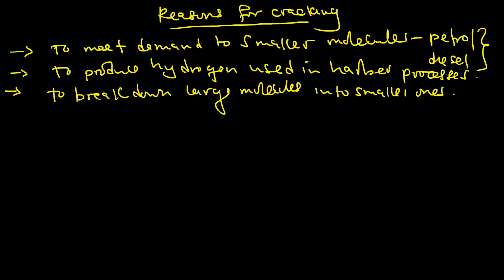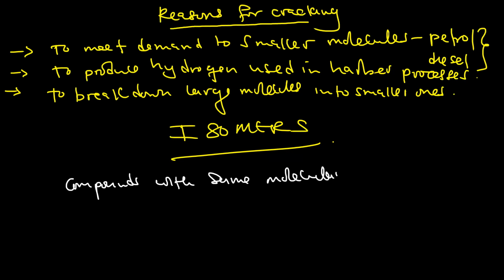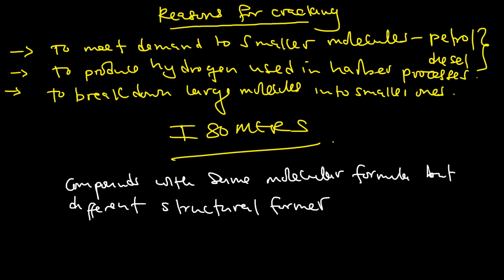The other part that we can look at now is the part on isomers. The question is, what are isomers? So isomers are just compounds which have the same molecular formula but different structural formulas. We can say compounds with the same molecular formula but different structure, or structural formula. So this is what we call an isomer. And of course, they are formed by isomerism. So isomers are compounds which have the same molecular formula but different structural formulas.